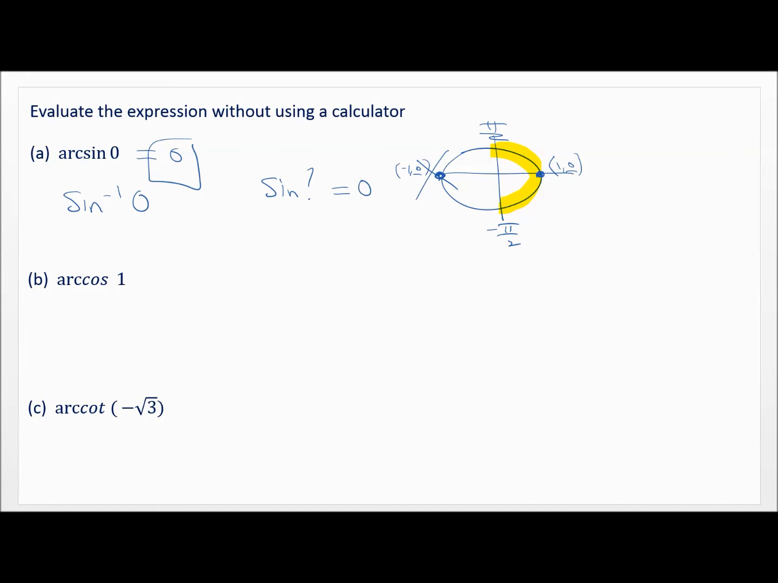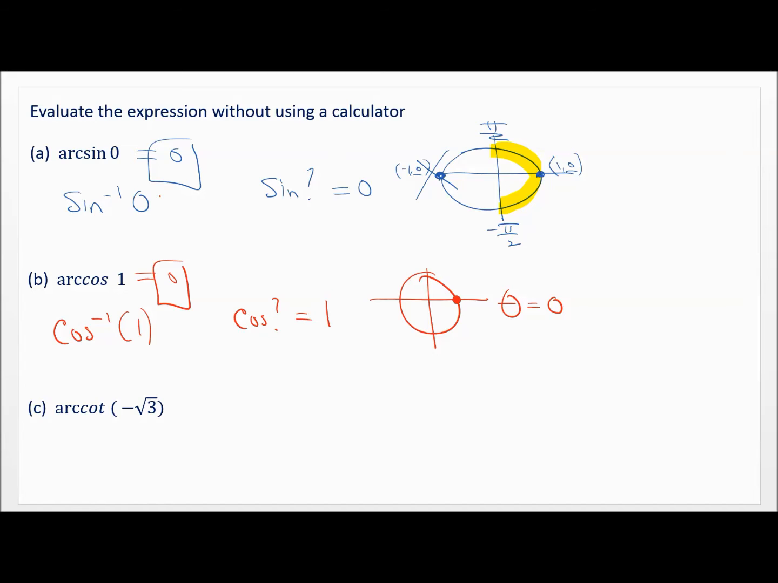So let's think about this again. How about arc cosine of 1? That's no different than saying inverse cosine of 1. And what you're asking yourself is, cosine of what angle equals 1? Now, on the unit circle, cosine is an x value. X is equal to 1 right here and nowhere else on the unit circle. What angle is that? That would be theta. The angle theta equals 0. So the answer to this is 0. Happens to be the same location as the problem above.